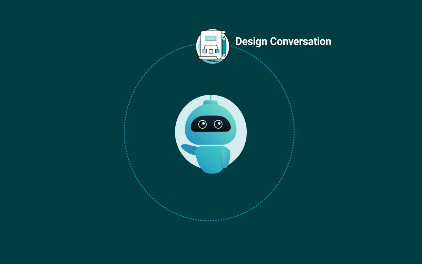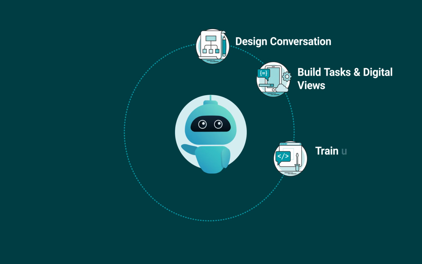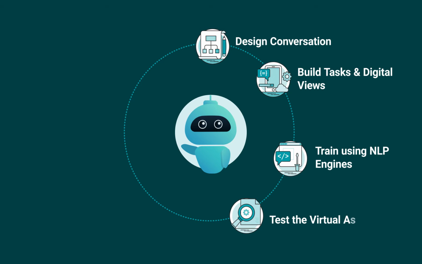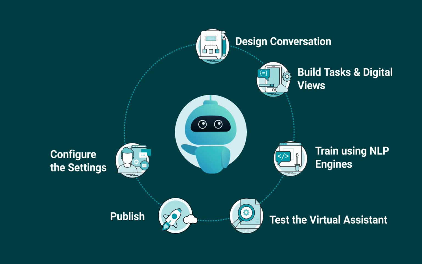In this video, we'll look into the following steps of a virtual assistant lifecycle: designing a conversation using conversation design, building the virtual assistant using the task execution framework, digital views, UI forms, and small talks, training the virtual assistants using the NLP engines. We shall cover the machine learning engine, fundamental meaning engine, and knowledge graph engine. Testing the virtual assistant using batch and utterance testing. Publishing the virtual assistant. Configuring the virtual assistant using the bot management console. And analyzing the performance and user interactions using conversation flows and custom dashboards.